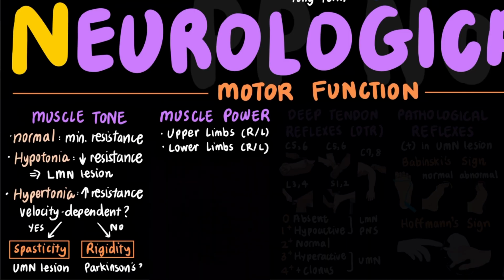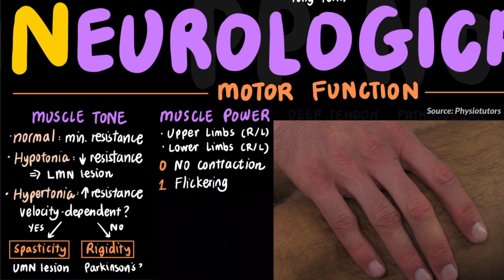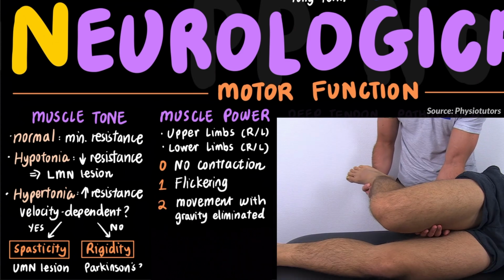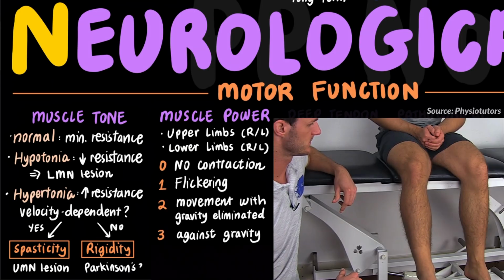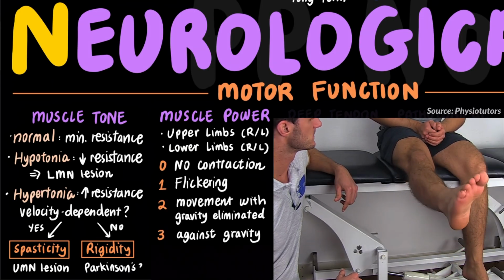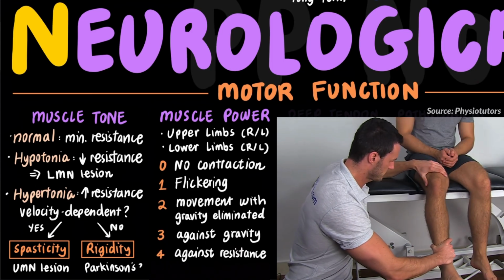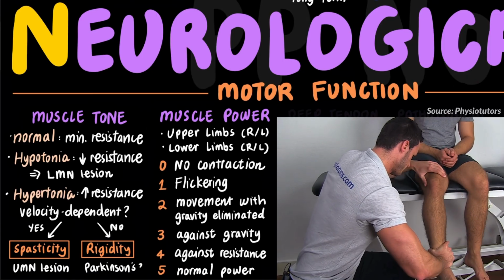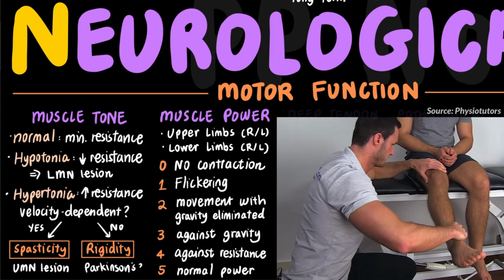Muscle power can be graded on a 5-point scale. Grade 0 means there is no muscle contraction at all. Grade 1 means there is a slight flicker of contraction, but no actual movement of the joint. Grade 2 means the patient can move the limb only when gravity is eliminated. Grade 3 means the patient can move the limb against gravity, but not against any added resistance from the examiner. Grade 4 means the patient can move against some resistance, but the strength is still weaker than normal. And Grade 5 means normal muscle power, the patient can move against full resistance, and strength is equal on both sides.